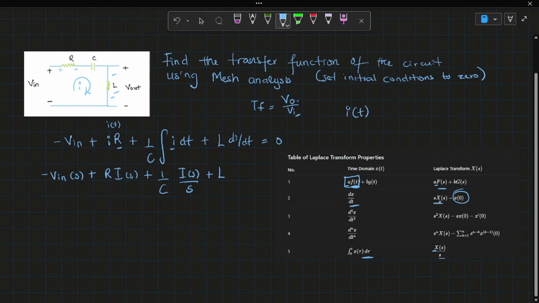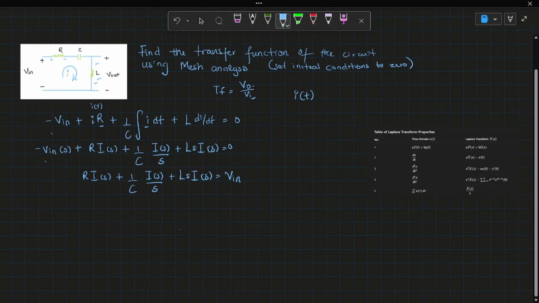So this becomes L, where L is a constant, then s, then x in this case is I, then s. So this is going to be it. Now you can substitute for V in, and you're going to get the formula. Now we need to find V out. V out is simply the voltage across the inductor, which in this case is L di over dt. And remember, if you take the transfer function, it just becomes L s I of s. It's as simple as that.